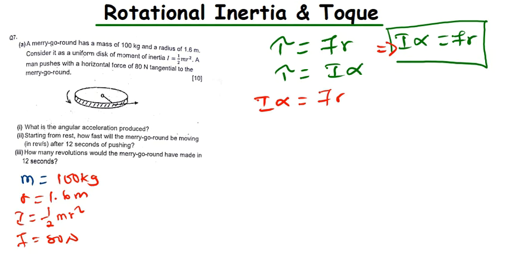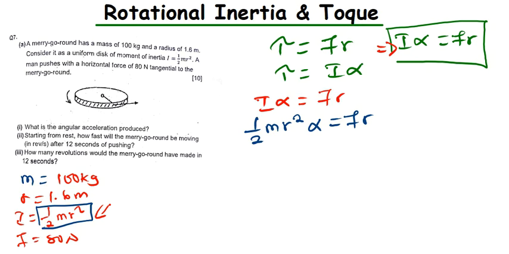Now what I can do at this point, I know that inertia is given by half mr squared. I can replace this with what I have. So I'll replace inertia with half mr squared times angular acceleration is equal to the force times r. If you are confused with what I'm doing here, the best way is to find inertia alone separately using that formula, and then you just plug in directly.